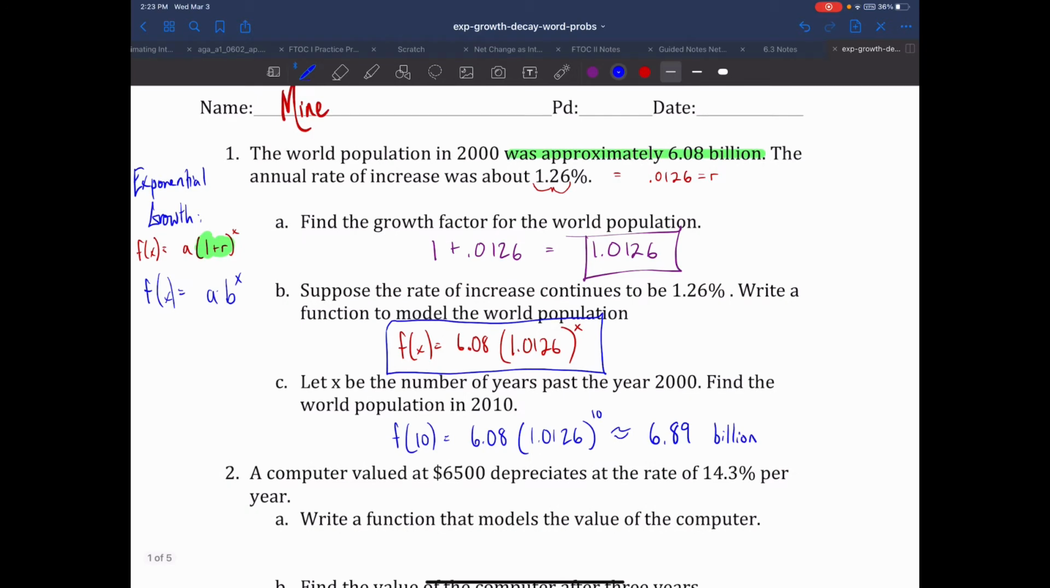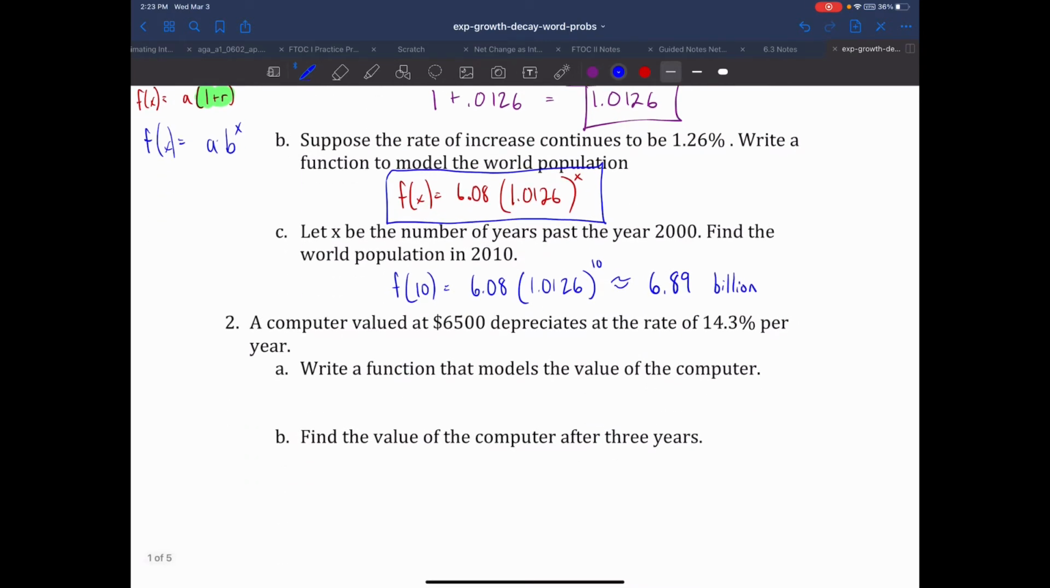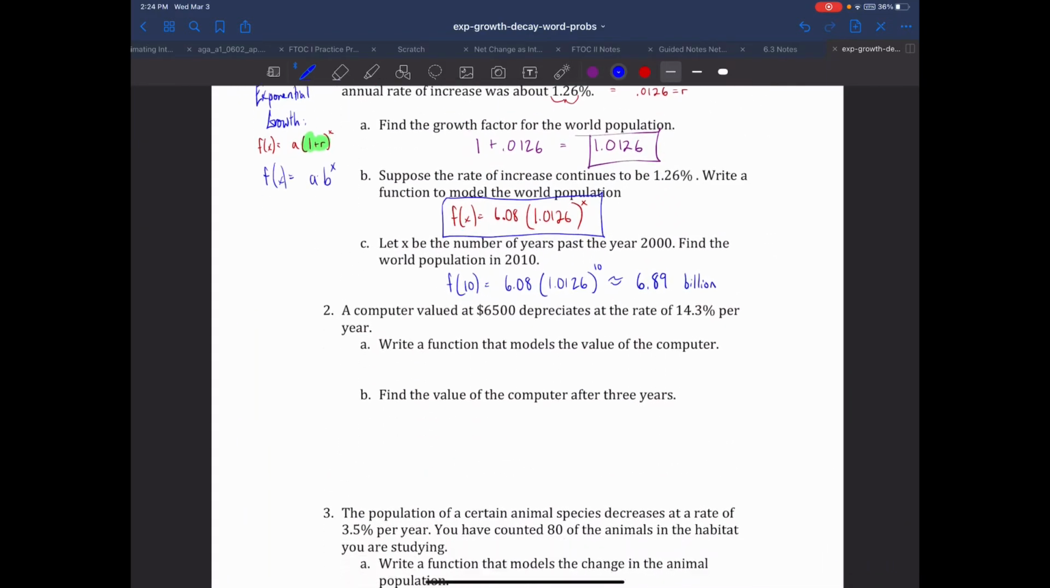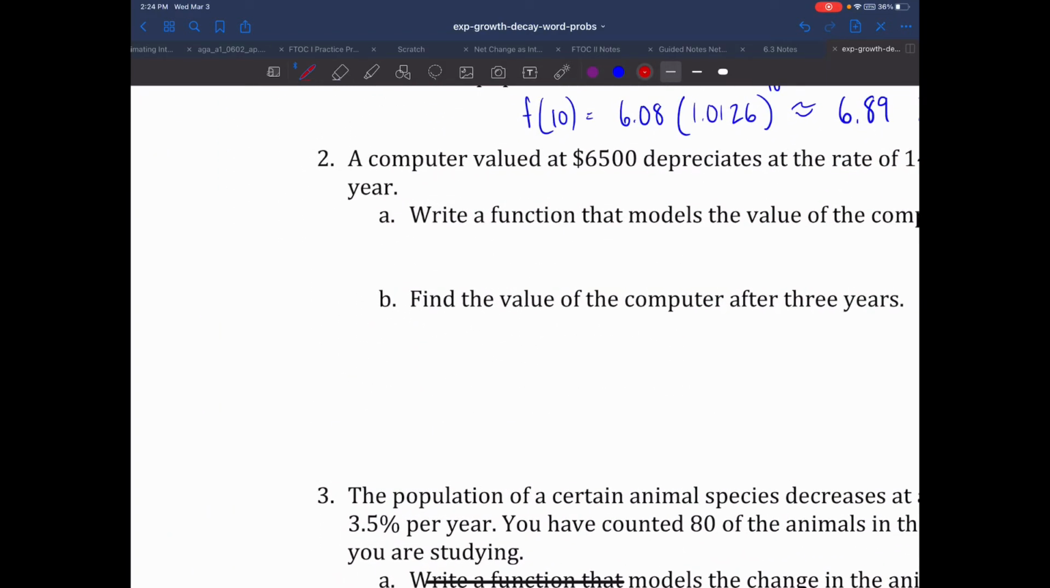Okay, so let's do another example here. Let's do this second one. So a computer valued at $6,500 depreciates at the rate of 14.3% per year. Write a function that models the value of the computer. Okay, so this one is decreasing. So exponential decay is what this is. So exponential decay, the general formula would be f of x equals a times 1 minus r to the x.